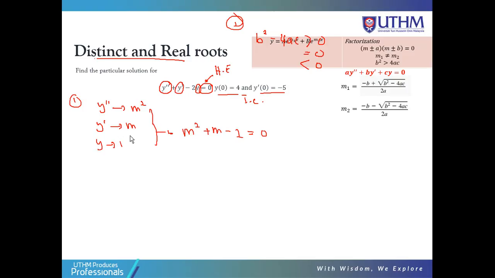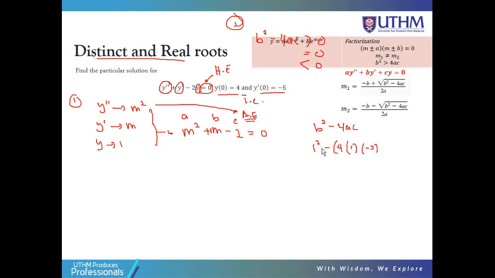You substitute all these things to the m symbol to form the auxiliary equation, and then you check whether it has distinct and real roots, equal roots, or complex roots. Before proceeding, I check b square minus 4ac first. Here a, b, c: b square is 1 square, minus 4 times a, which is 1, times c, which is negative 2.